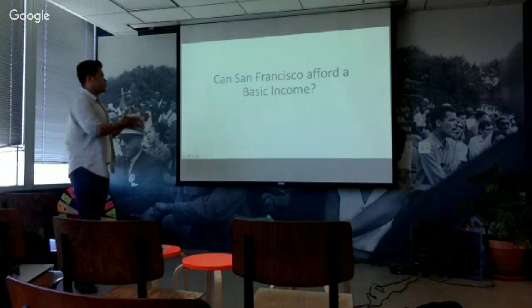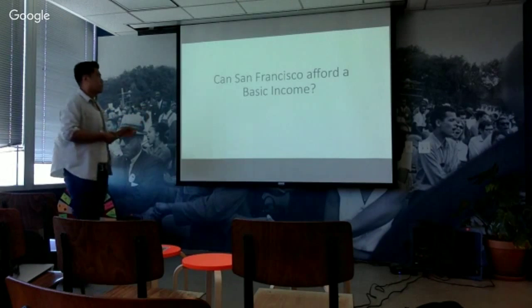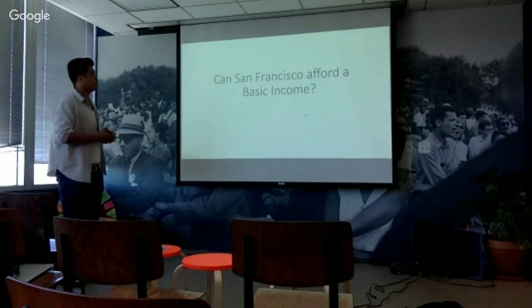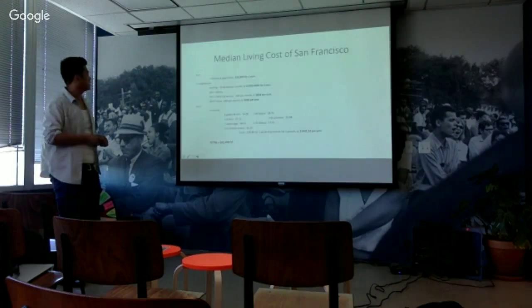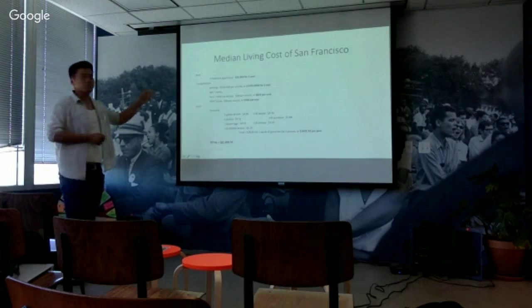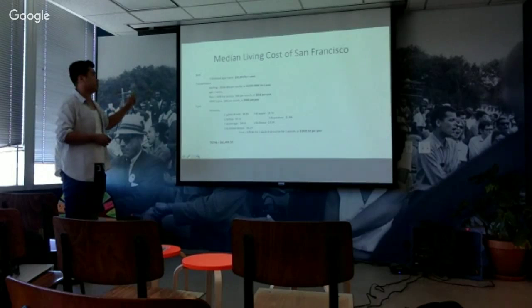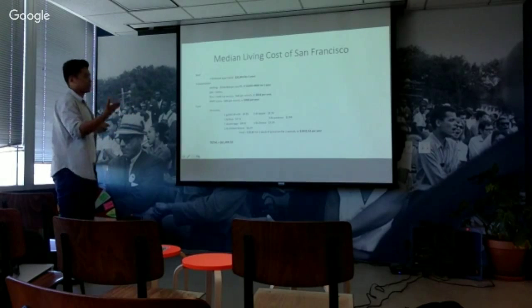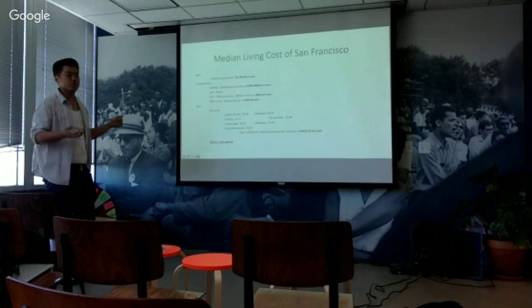So here's one humble presentation, taking San Francisco as an example. Can San Francisco afford a basic income? Okay, so here's the median living cost of San Francisco. A 2-bedroom apartment is $55,800 for 1 year. Of course, this could vary depending on what kind of living situation you choose.